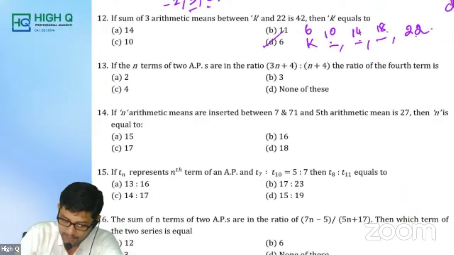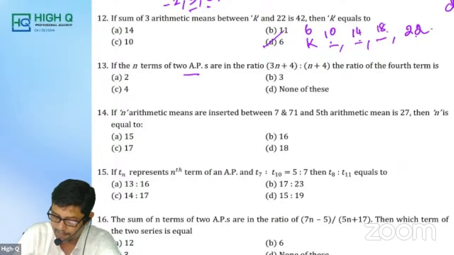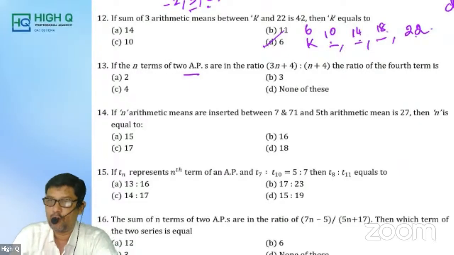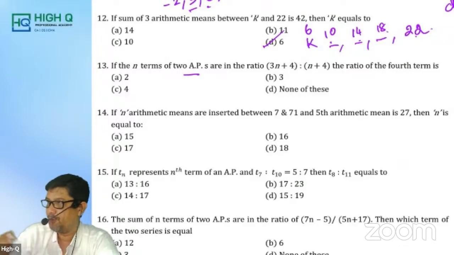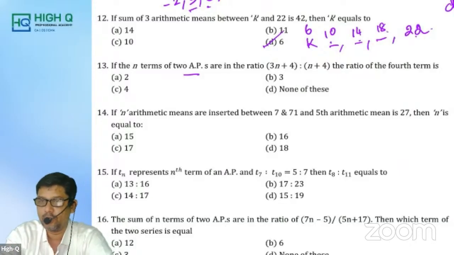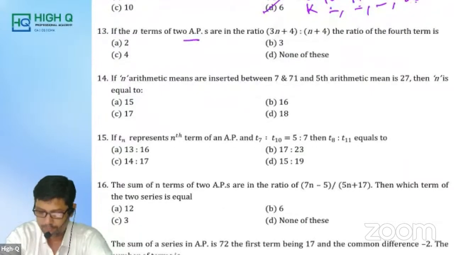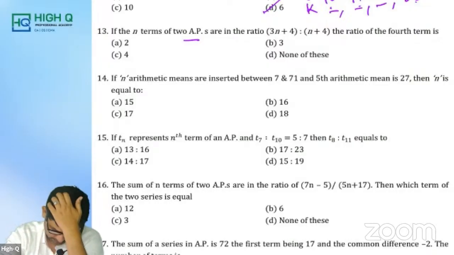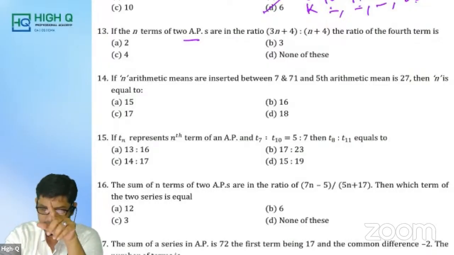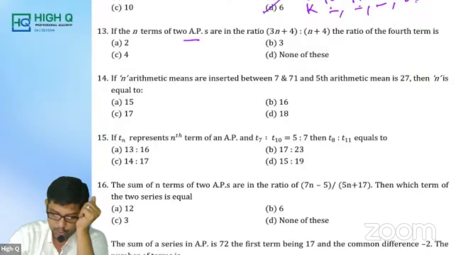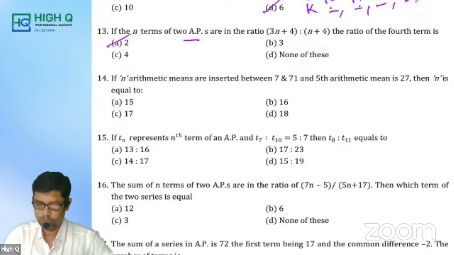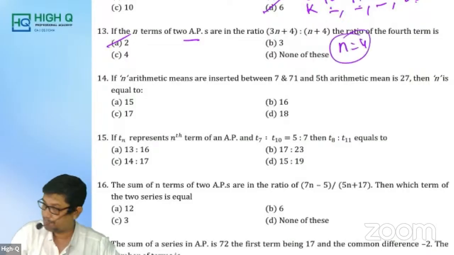If the nth terms of two APs are in the ratio 3n plus 4 is to n plus 4, find the ratio of the fourth terms. This is very simple. It is given for the nth term, and they are asking for the fourth term. Directly substitute n equal to 4. What are you getting? Give me the answer. 12, 16. 16 divided by 8. 2. So 2 is the answer. Substitute n equal to 4. 2 is the answer. Next.